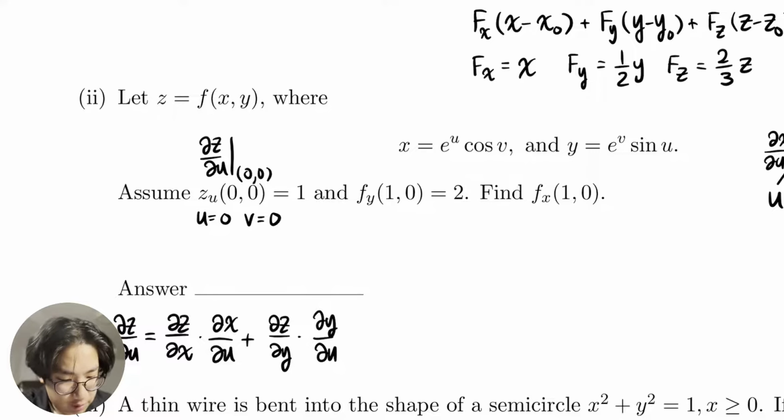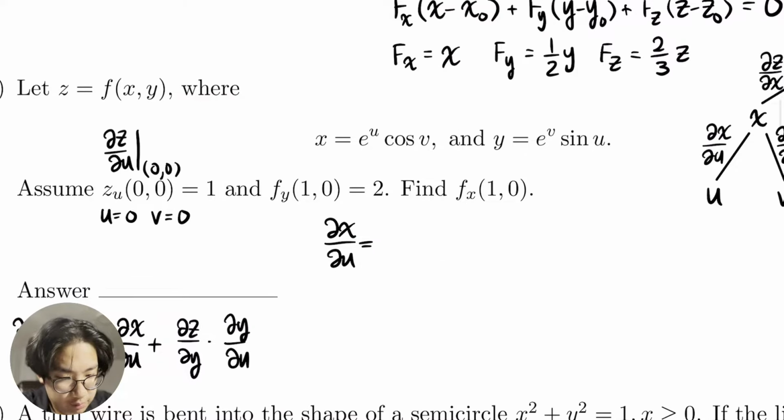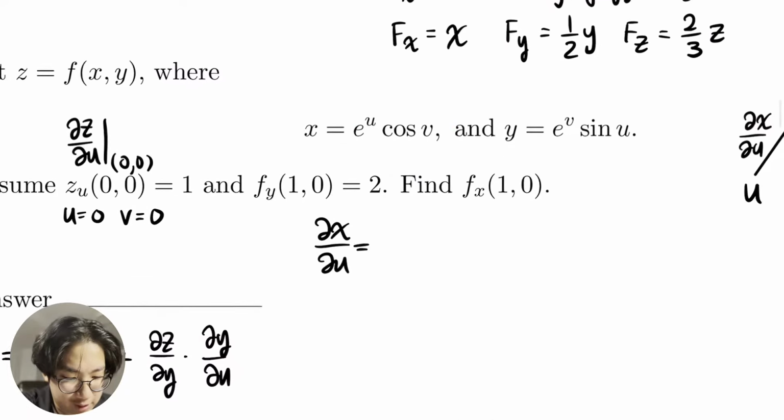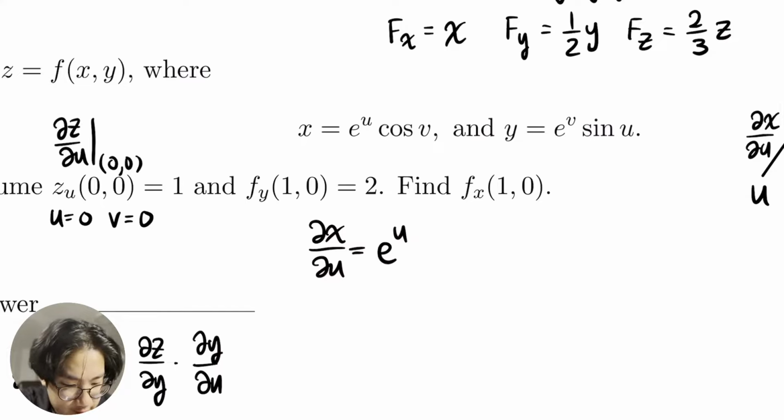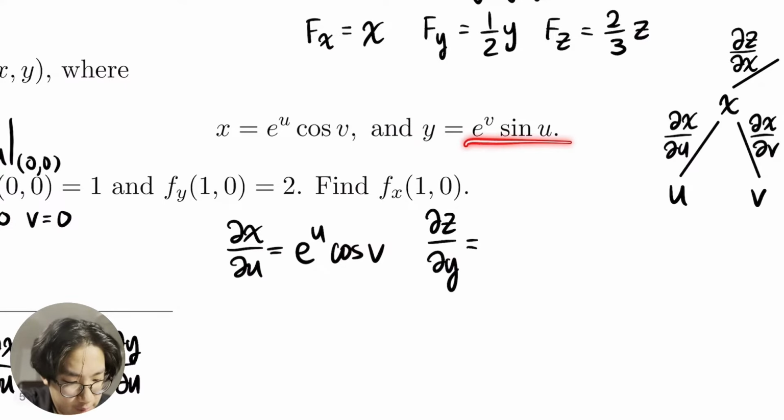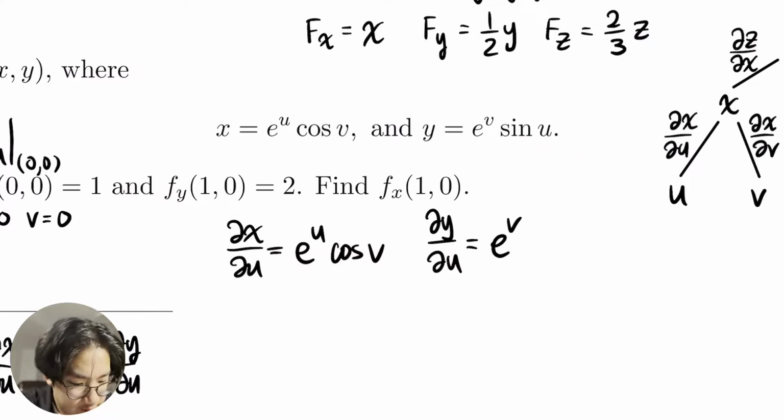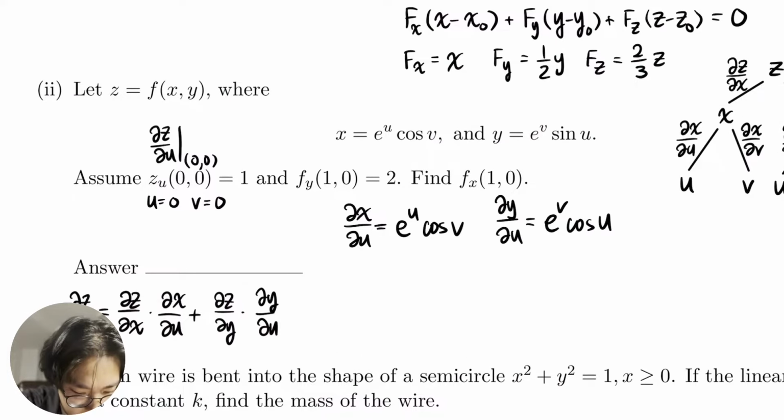So yeah, first let's compute partial x, partial u. We're simply taking the partial derivative of this with respect to u, which is just e to the u cos v. And then you have partial y, partial u, which is again just this, but taking the derivative. Sorry, apologies, so we're taking this with respect to u. So you have e to the v times cos of u. And now finally we can proceed from here.